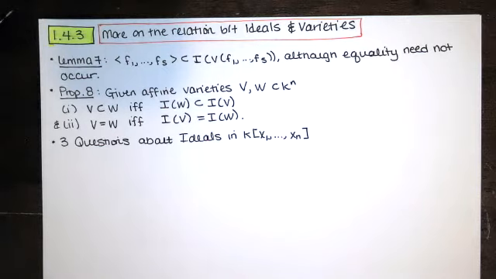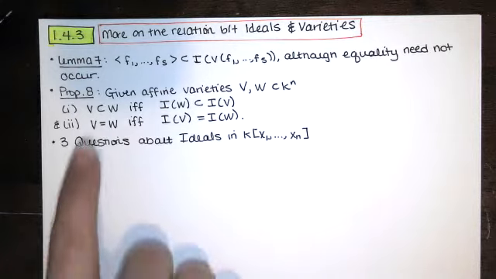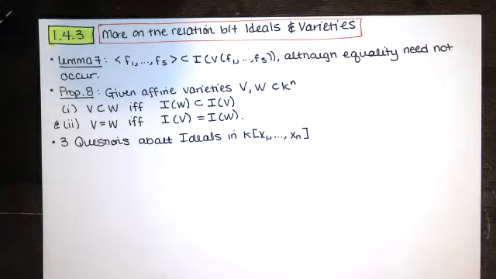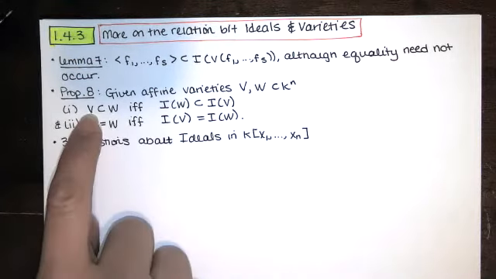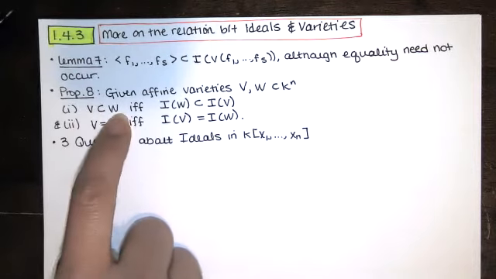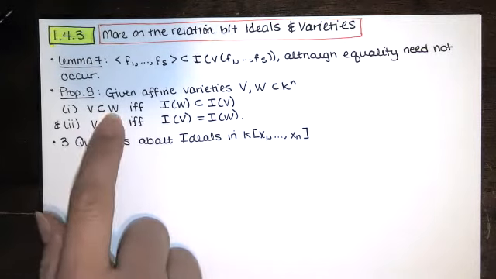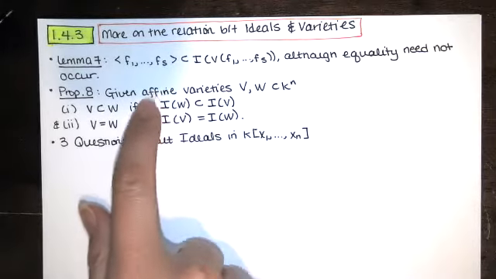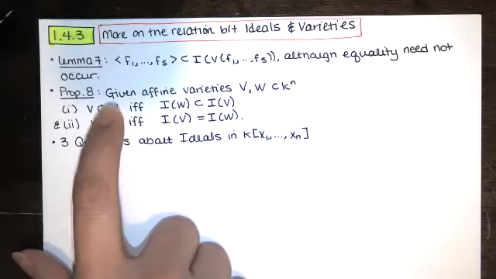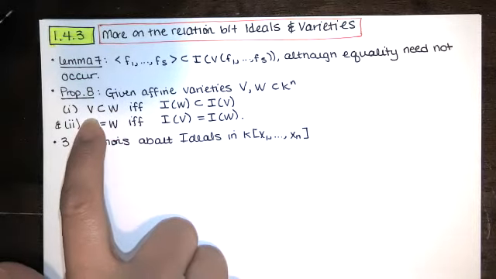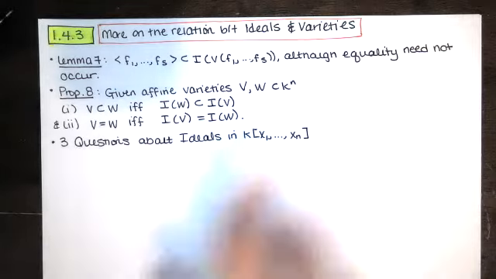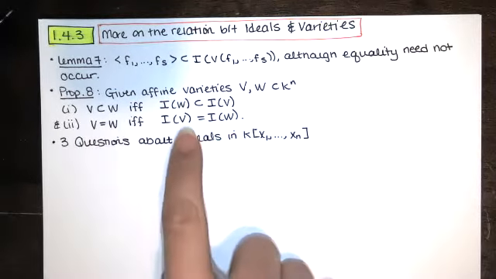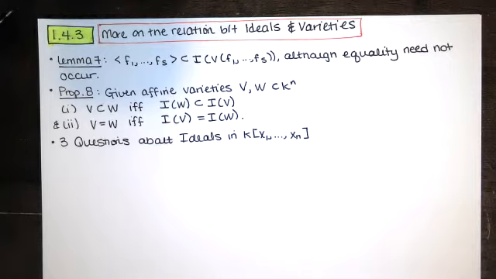And then we're also going to prove proposition 8, which deals with the set inclusions between varieties and their corresponding ideals. So if all of the points in one variety also belong to another variety, like this, it turns out that all of the functions that are equal to 0 on this variety are also equal to 0 on this variety. And the two varieties are equal if and only if their ideals are equal. And then we'll look at a few questions about ideals.